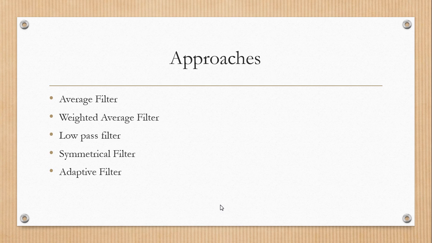There are different types of approaches that can be used for reducing noise present in a system. We can use different types of low-pass filters like average, weighted average, symmetrical filters, or adaptive filters. The one which we use in this project is a median filter.